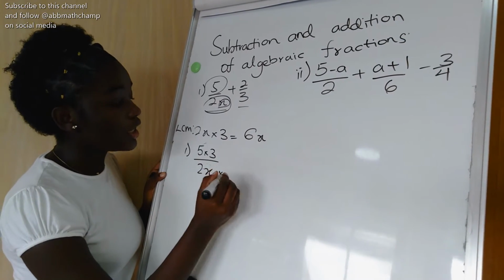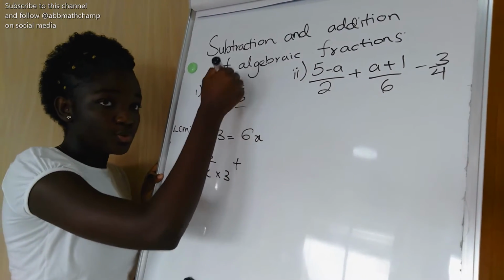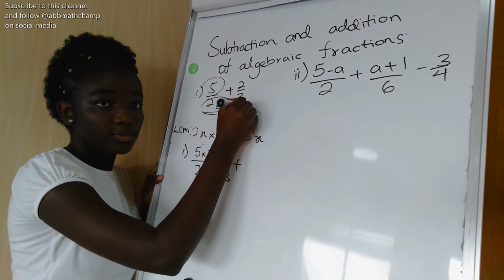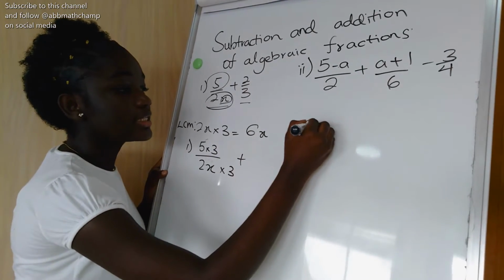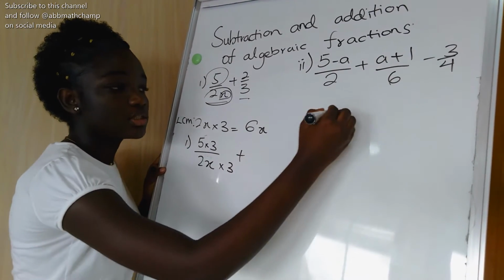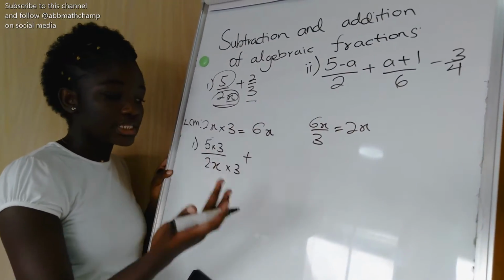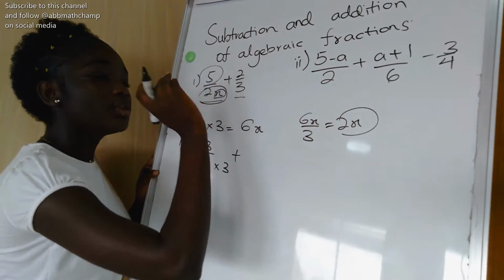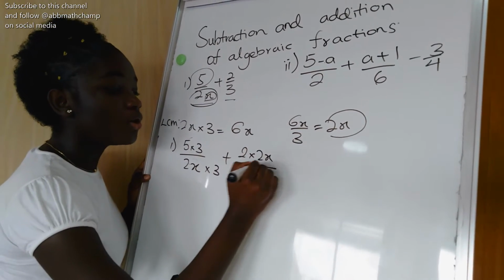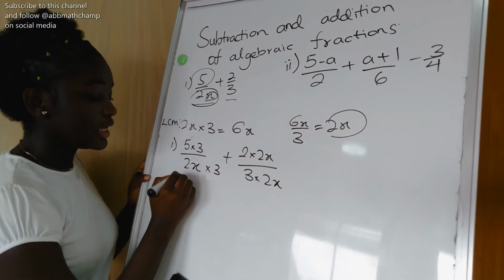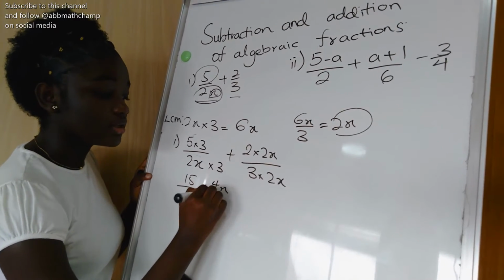So 2x times 3. Plus, for the next fraction, which is 2 over 3, you ask yourself, for the denominator 3, what would you multiply by it to get 6x? In other words, that is 6x divided by 3, which is 2x. So you multiply 3 by 2x to get 6x, which is the LCM. Let's multiply the numerator and the denominator by our 2x. So 2 times 2x all over 3 times 2x. That gives us 15 all over 6x plus 4x all over 6x.